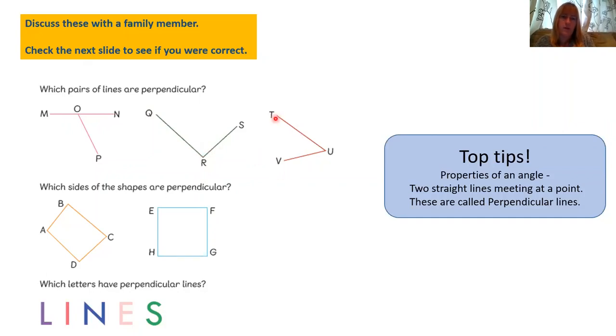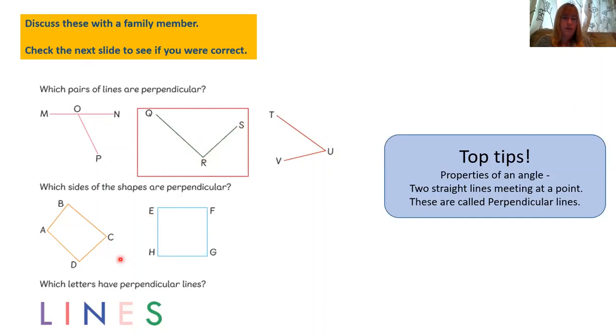And over here we've got TU and UV. Is this angle a right angle? Now, I don't think this is a right angle. I think this is an acute angle. I think here we have an acute angle here, and an obtuse angle here. But I do believe that this is a right angle. What do you think? Let's check. This one is a right angle, so therefore these lines are perpendicular.